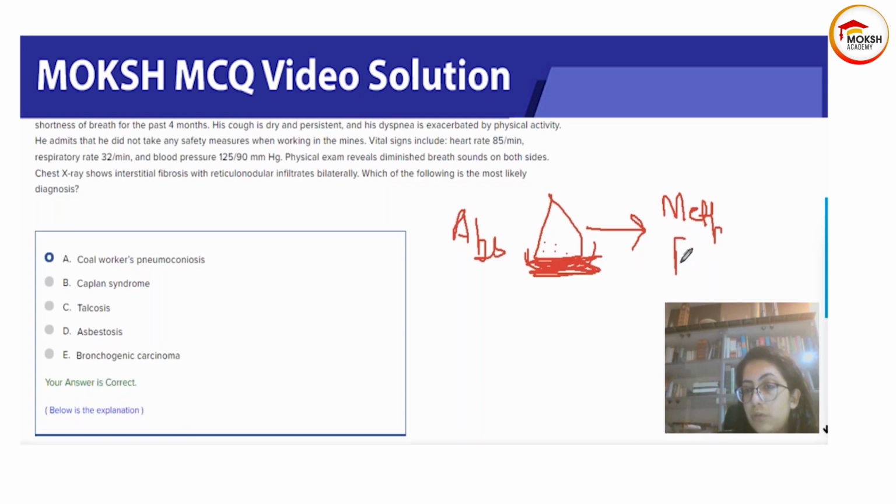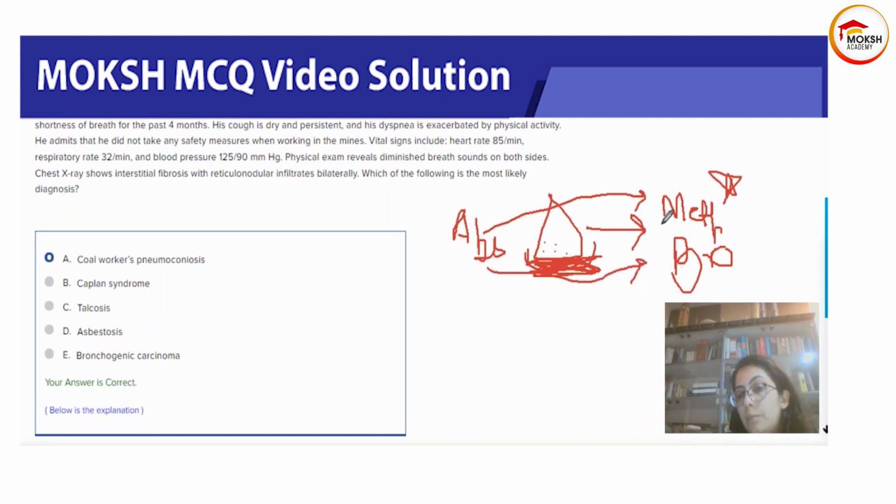It also causes bronchogenic carcinoma. And always remember, this is a confusing point that is usually triggered on bronchogenic carcinoma. Very few conditions cause mesothelioma, and one of them is asbestosis. A lot of conditions cause bronchogenic carcinoma, and one of them is asbestosis. But even in asbestosis, you are more likely to get bronchogenic carcinoma than mesothelioma.